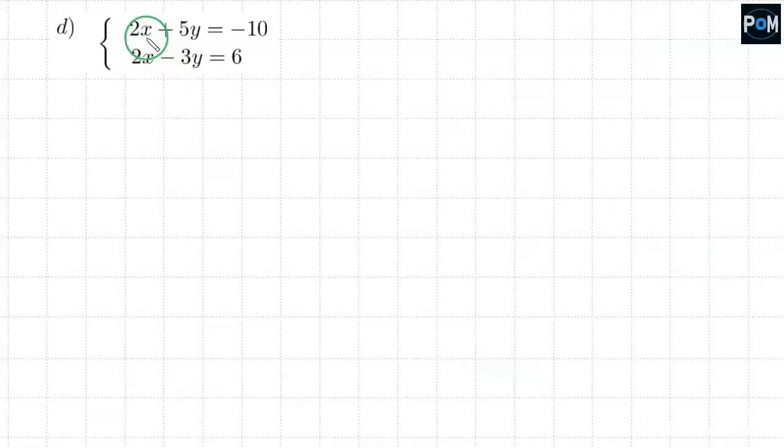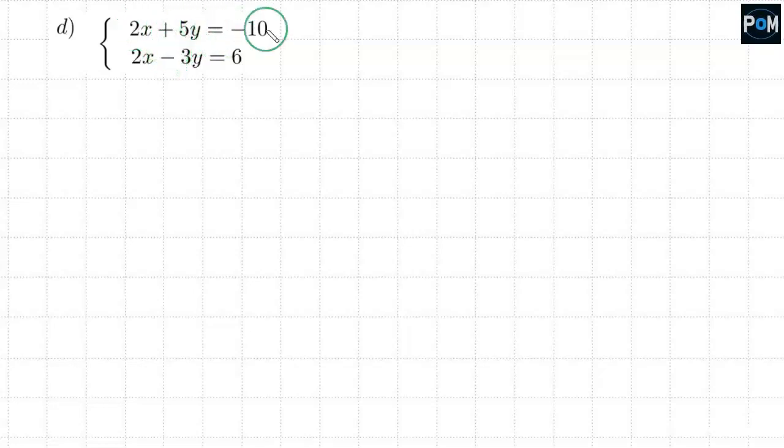In this example, we do not have any weak points. Next to each x, there's a number, and next to each y, there's also a number. Additionally, it won't be easy to find the weak spot here by multiplying or dividing something. But here we can do one thing.